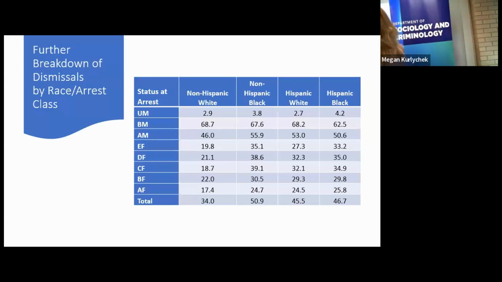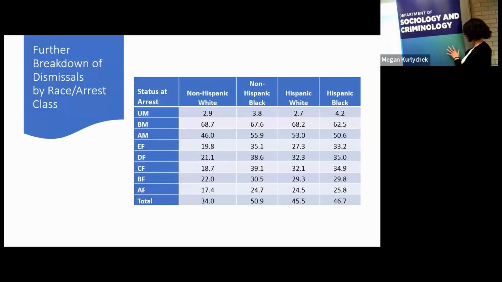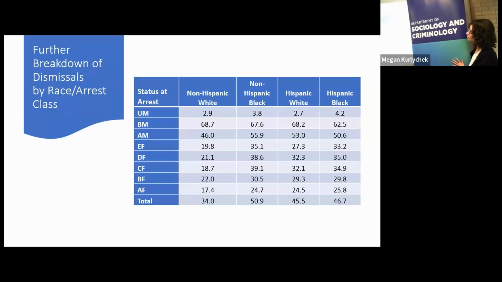And we also then broke down the dismissals by race and the arrest class. Remember, we're going to talk about the arrest class. Can you see this? It's kind of going onto the, can you move the screen for me? The last column is kind of getting blocked out there. Thank you. You good? Yeah.